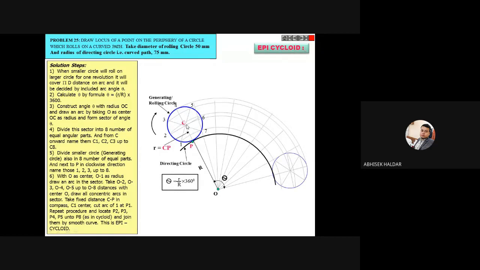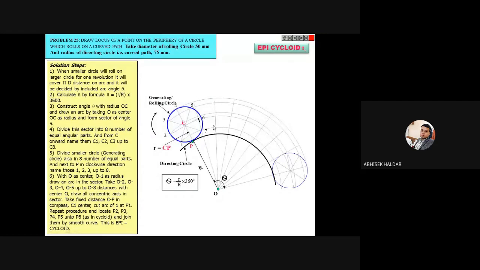Now you see here, this central arc line and this O to 2 arc line are separate. A very small gap will be there. Don't mix up these two arc lines. O to C is a separate radius, O to 2 is a separate radius. So O to C, this central arc line, is separate, and this O to 6, that means O to 2, this arc line is separate.